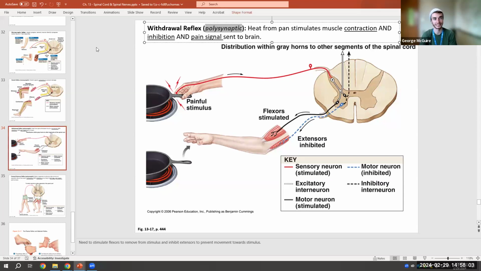It has a lot more going on. We have multiple synapses. These are polysynaptic, whereas these were monosynaptic. So the heat from the pan stimulates the contraction of your flexors. It's also inhibiting your extensors, and it is sending that signal that you experience pain to the brain. So multiple different directions for the signal to go, or multiple different effects from that signal.